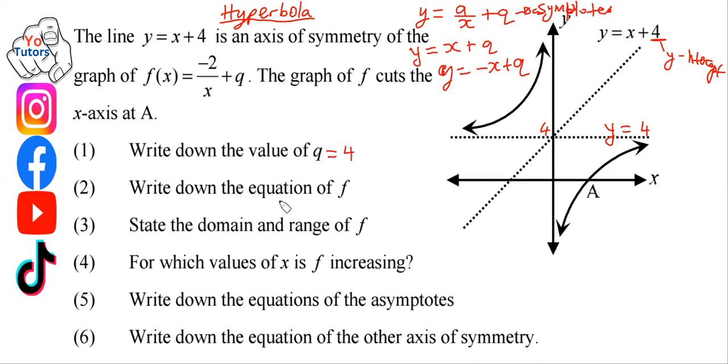Now, write down the equation of f. Once we have q, we are able to substitute into the equation. So here, f of x is equal to negative 2 over x plus 4. Okay, so that's what we have. And state the domain and range of f.